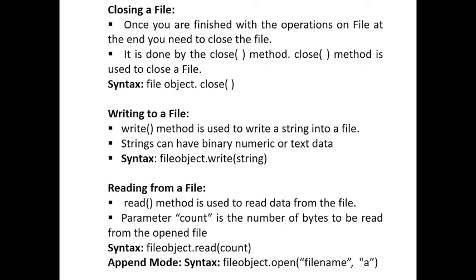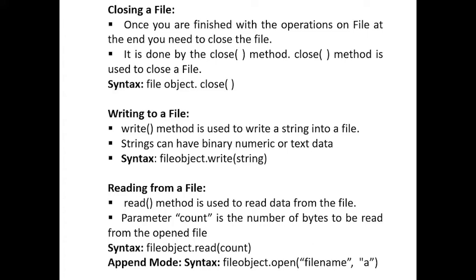Next come the different modes of files, that is, write mode, read mode and append mode. In three ways we can use the file. When you want to write something into the file, you have to use write mode. If you want to read something from the file, you have to use read mode. If you want to add some data to the existing file, you have to use append mode. So when you open a particular file, you have to select which mode it is.